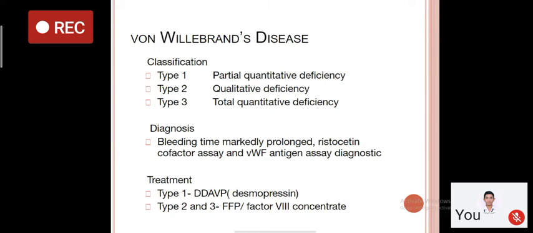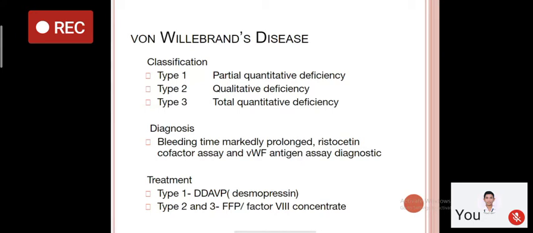Then coming on to the classification of von Willebrand disease, there are three major types. Type 1 is the partial quantitative deficiency of von Willebrand factor. In type 2, there is a qualitative deficiency: the amount of von Willebrand factor is normal in the serum, but it is not present in the form of multimers, which is required for the effective functioning of von Willebrand factor. Type 3 is the total quantitative deficiency or complete absence of von Willebrand factor.